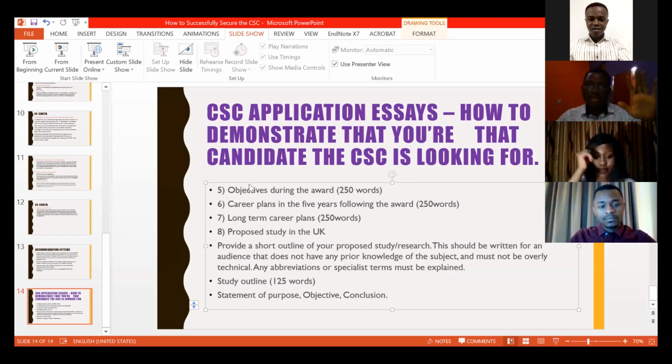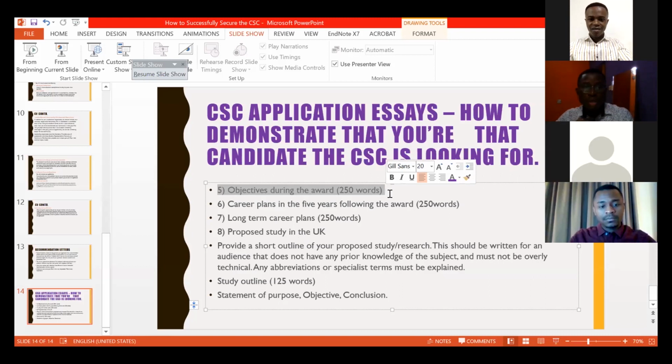After the four essays dealing with development impact, you have the next four essays, and I'll be talking about this. First of all, you want to talk about the objectives during the award, career plans in 5 years following the award, long-term career plans, and the proposed study in the UK. So there are four questions I'm going to address here. I'm going to go with the first question, which is objectives during the award.